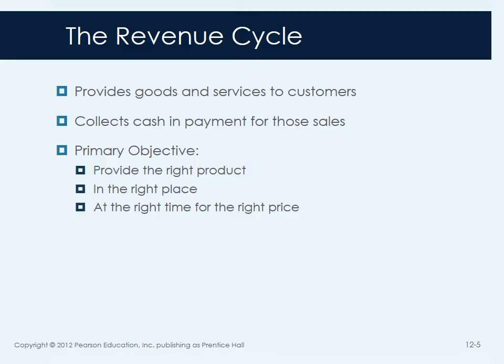The revenue cycle is a give and get exchange where the company provides its goods or services to its customers in return for cash. An entity must be able to provide the right product in the right market at the right time and for the right price in order to continue as a going concern.